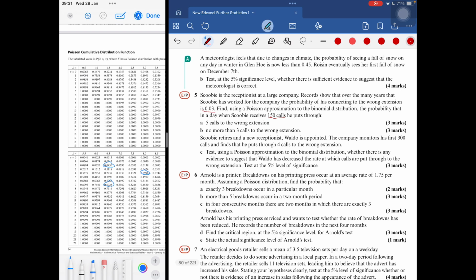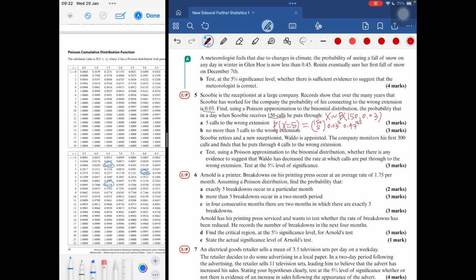So X follows this binomial. Now we have 150 and probability 0.03. So 5 calls is 150 choose 5, times 0.03 to the power of 5, times 0.97 to the power of 145.